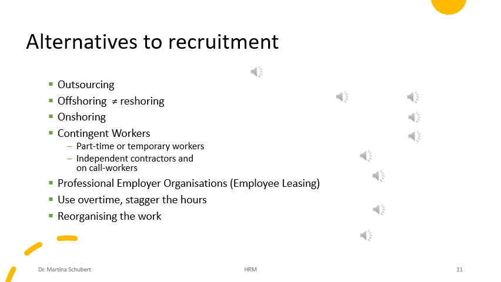Professional employer organization, employee leasing. These are companies who lease their employees to other companies. So the employee has a contract with the employer organization, a permanent contract most of the time, but is not working in the organization. He or she is working in another business sector. Perhaps the most commonly used alternative to recruitment, especially in meeting short-term fluctuation in work volume, is overtime. Overtime may help both employer and employee. The employer benefits by avoiding recruitment, selection, and training costs. The employee gains from increased income during the overtime period.